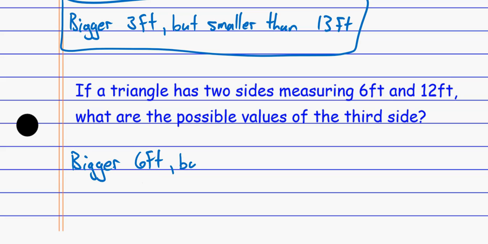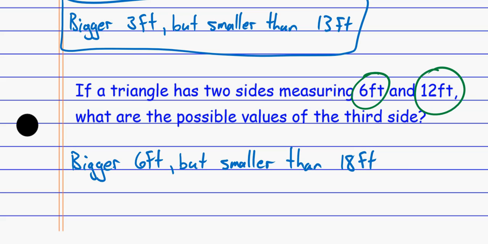And then to find the upper range of this, it's got to be bigger than 6 feet, but it's got to be smaller than, well, I just add the two together. And if I add those two together, it gives me 18 feet. And again, the reason it has to be smaller than that is because if I add these together, it gives me 18. Well, whatever value I get, the 18 has to be bigger than the third side. So that third side can't be 18. It's got to be somewhere in between there, okay?